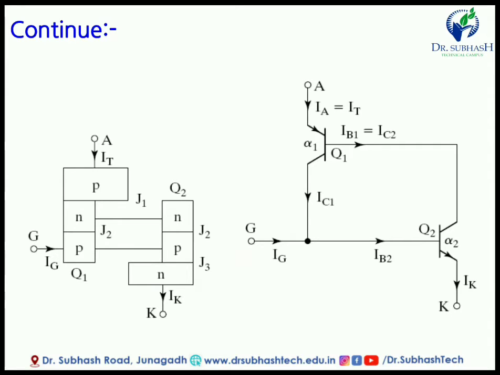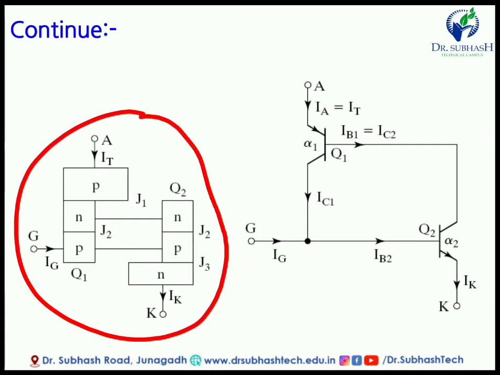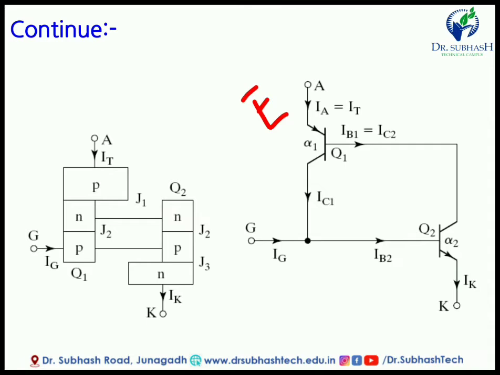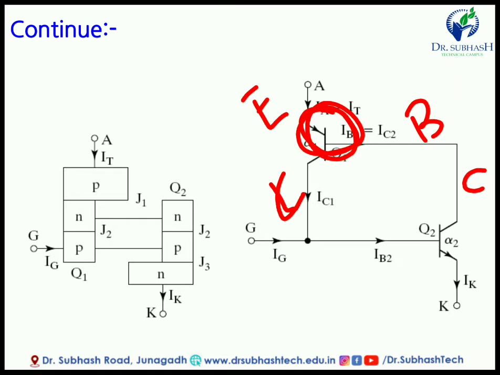Now this circuit we have already discussed in the previous slide. Now in symbolic form, when we apply symbols to this PNP transistor and NPN transistor, it looks like this. Here IA, the anode current, is equal to the thyristor current. In this transistor, this is the emitter terminal, this is the collector, and this is the base. Now the base of Q1 is connected to the collector.